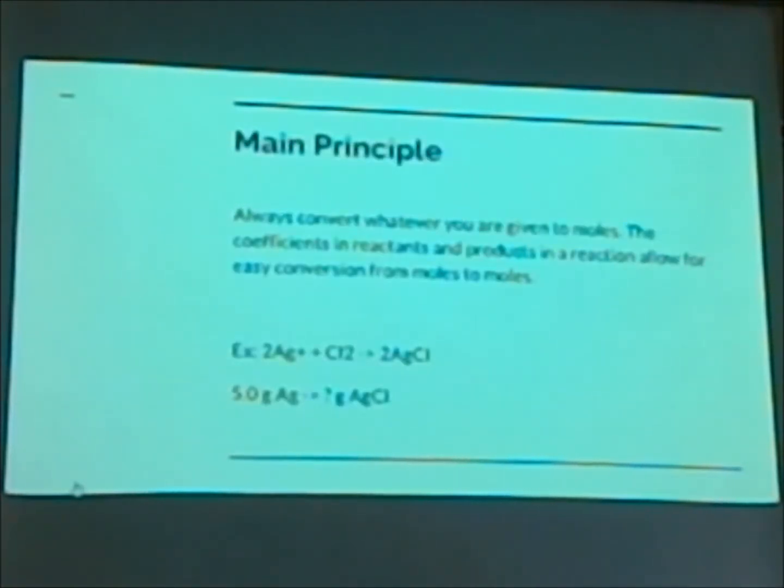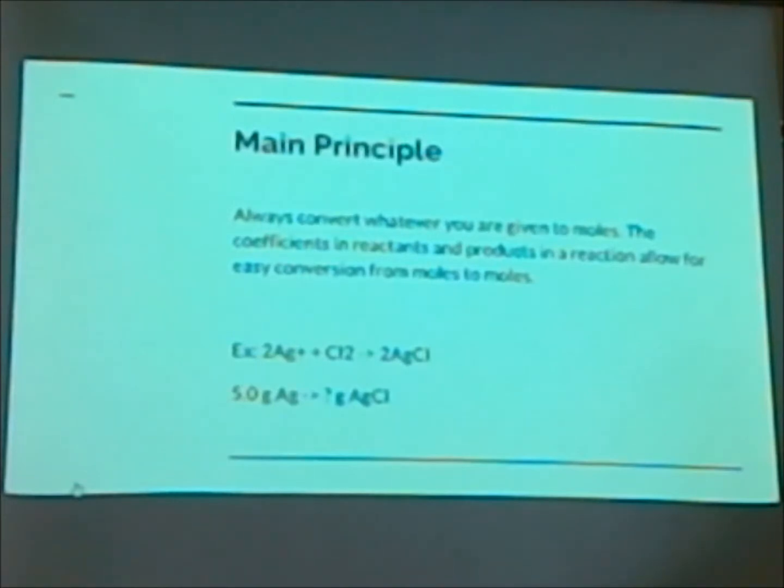So the main principle in stoichiometry is you always convert everything to moles. Moles are what's going to get you in and out of converting anything. I know that I just gave you a really general thing, and you're maybe confused. So this is an example that I'm going to do that hopefully will help.